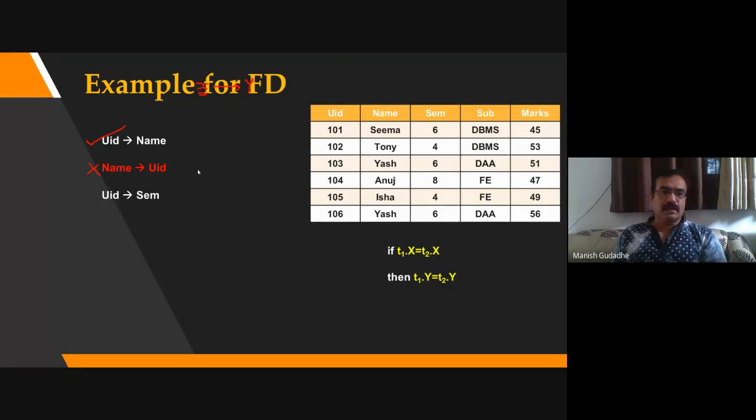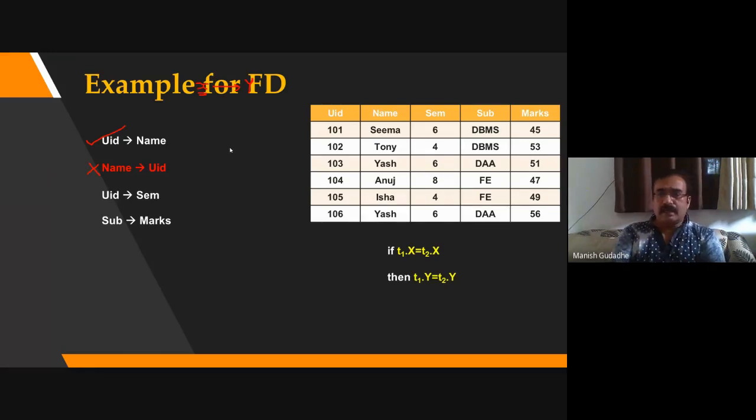Which are the other things? With UID, can I determine the semester? If I have UID, can I determine which semester that student is studying in? UID 101, that person is studying in 4th semester. UID 105, that person is studying in 4th semester. UID 106, that person is studying in 6th semester. Yes, with UID, I can also determine semester. So this FD also exists. That means semester is also dependent on UID.